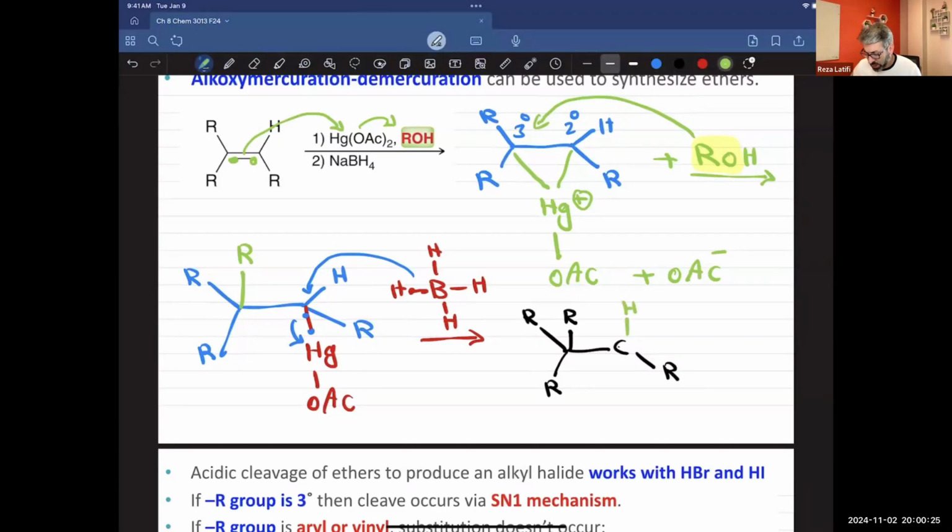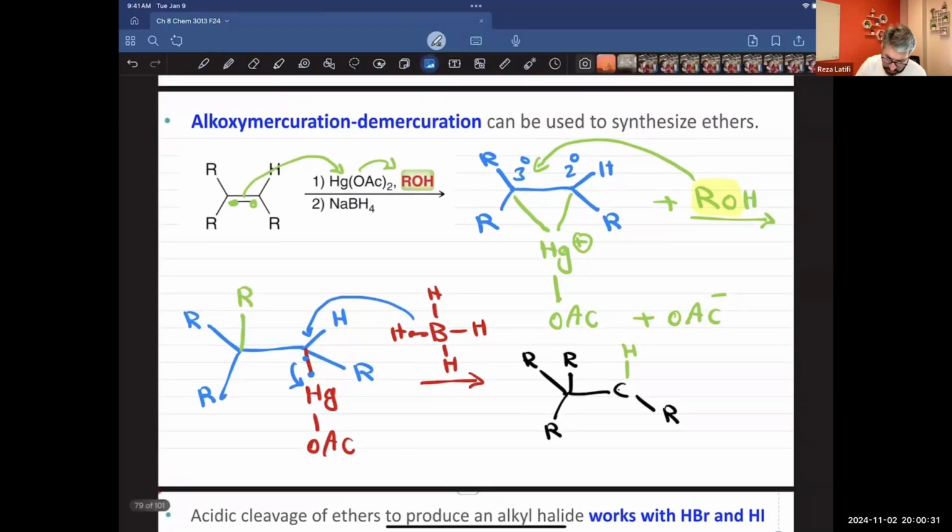Okay. And now I made a mistake, and the mistake I made was this. This one is supposed to be RO, not ROH, my bad. And so let me fix this one. I'm sorry about it. We got RO there and hydrogen.